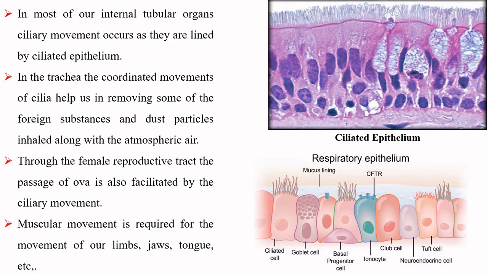In most of our internal tubular organs, ciliary movement occurs as they are lined by ciliated epithelium. In the trachea, the coordinated movements of cilia help us in removing some of the foreign substances and dust particles inhaled along with the atmospheric air. Through the female reproductive tract, the passage of ova is also facilitated by ciliary movement. Muscular movement is required for the movement of our limbs, jaws, tongue, etc.